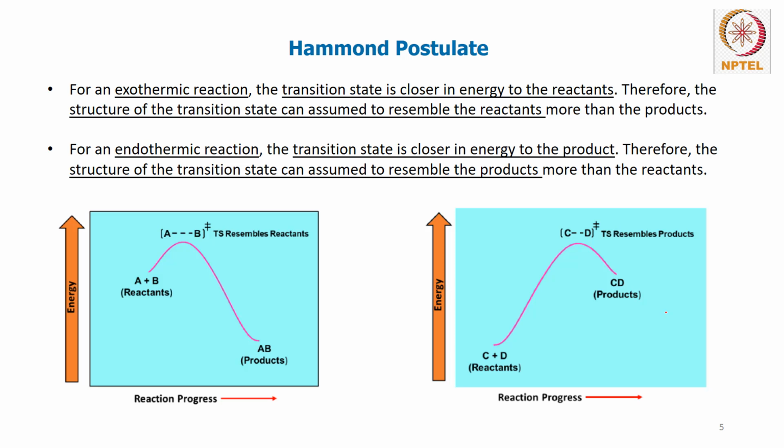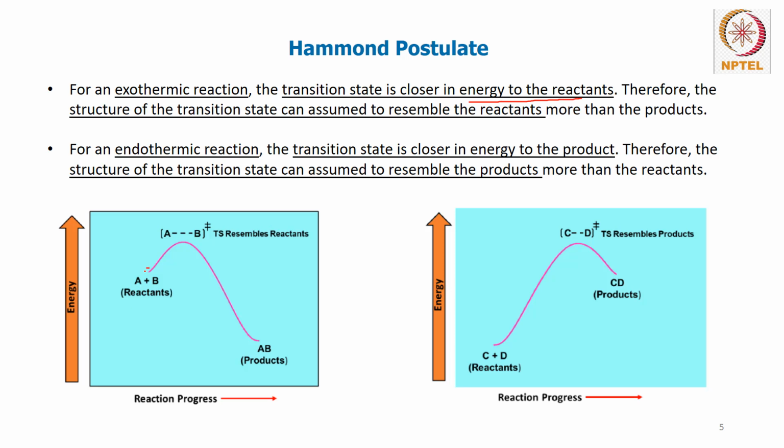Now Hammond said that in case of an exothermic reaction, the transition state is — do you know what a transition state is? When the substrate goes to the product, the state where bond breaking or bond making takes place is called the transition state. It is very transient and not isolable. That's why it's called the transition state. In an exothermic reaction, this transition state is closer to the energy of the reactant.